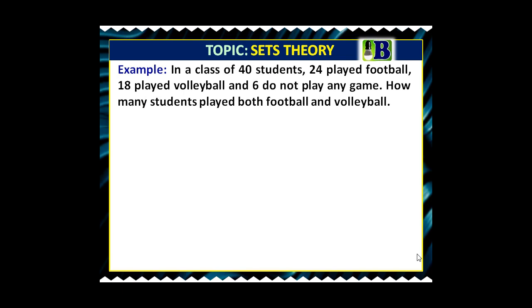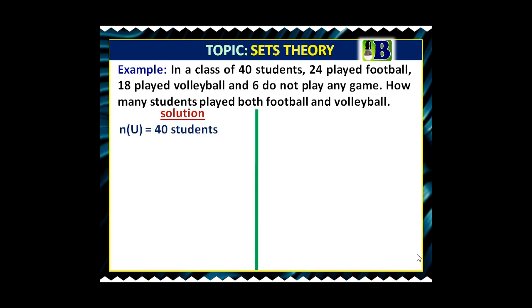So the first example we have on the screen is that in a class of 40 students, 24 play football, 18 play volleyball, and 6 do not play any game. How many students play both football and volleyball? Automatically, what the question is demanding is the intersection of football and volleyball. So without wasting much time, we are going to move to the solution aspect.